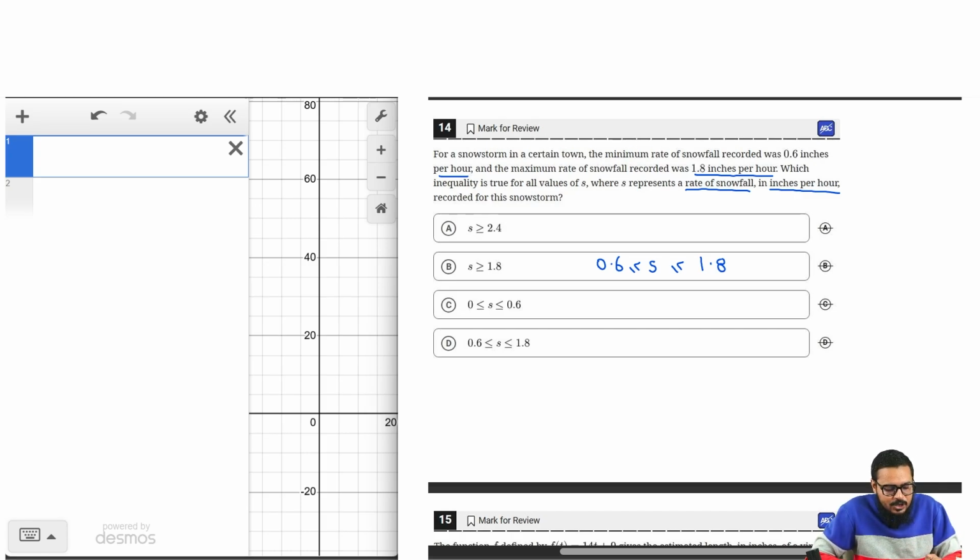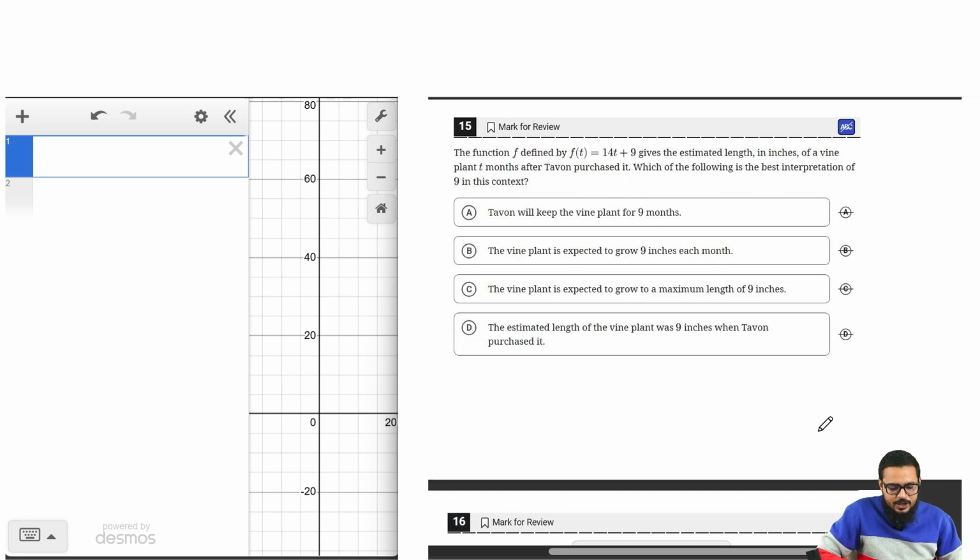And I think that's mentioned in answer option D as the right choice. The function f defined by f of t equals 14t plus 9 gives the estimated length in inches of a vine plant, where t represents the time in months after Tevon purchased it.